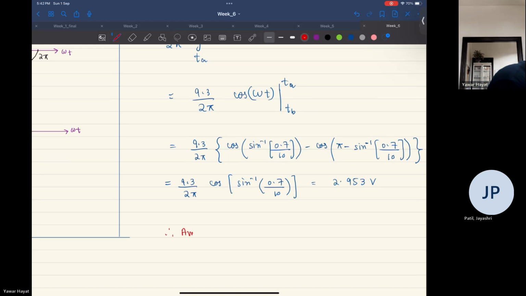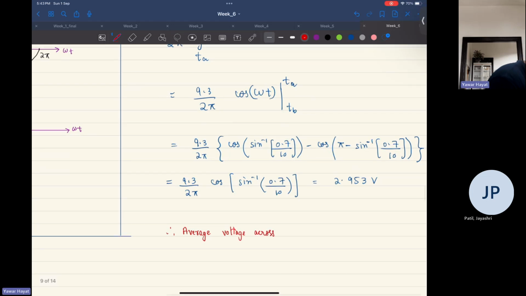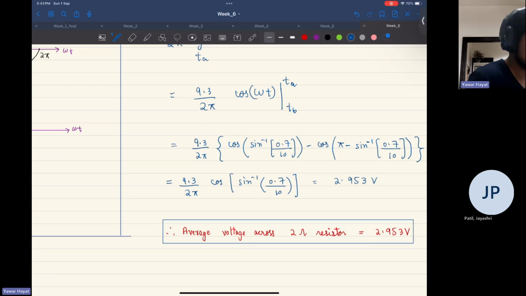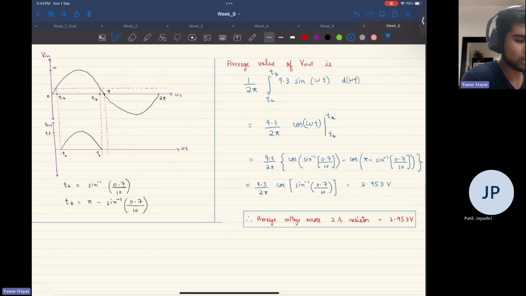So what is our average voltage across the 2 ohm resistor? Therefore, the average voltage across the 2 ohm resistor is equal to 2.953 volts. This is the average voltage across the 2 ohm resistor, 2.953 volts.